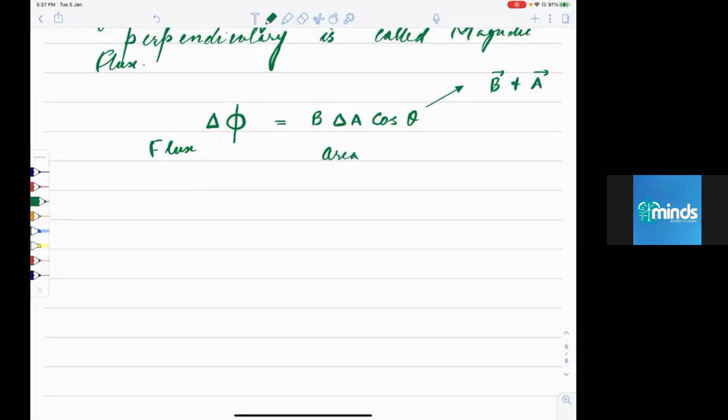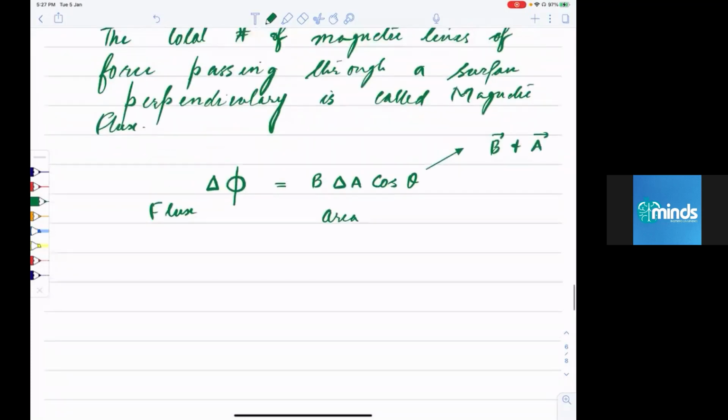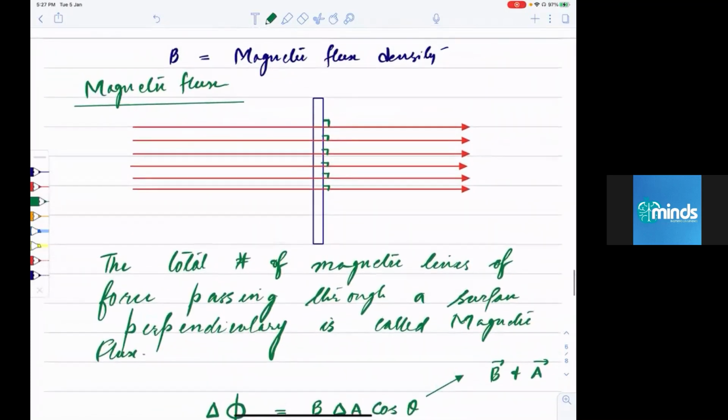Remember one thing, area is a vector quantity and every vector has a direction. So how will you identify the direction of a vector? It is said that the area of a surface is always perpendicular to the surface. For example, if you talk about this surface, its area should be something like this.